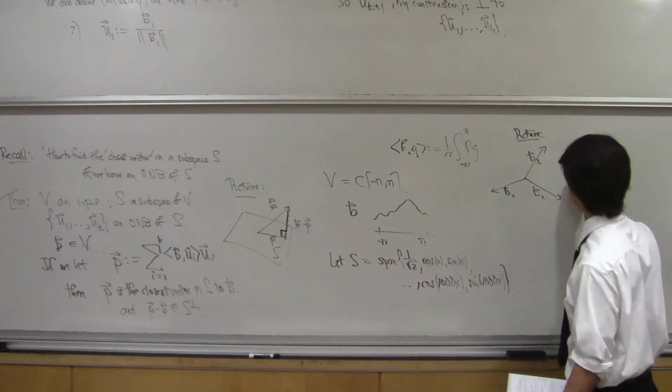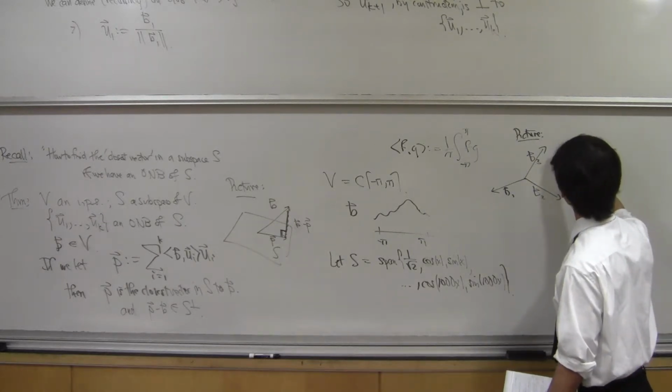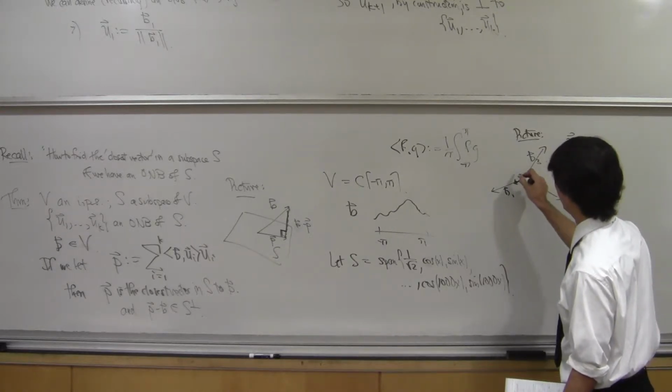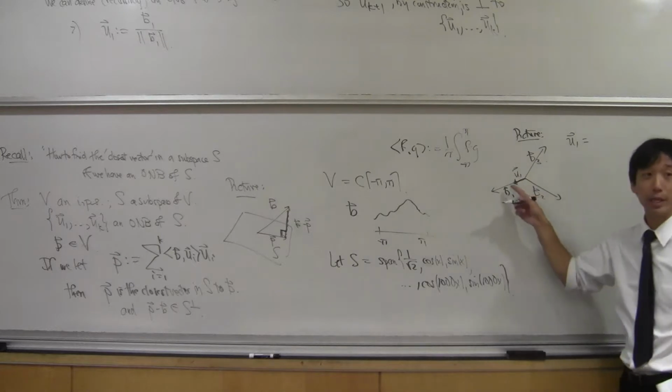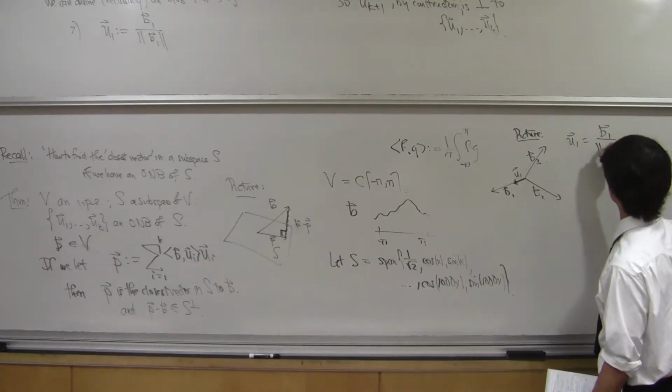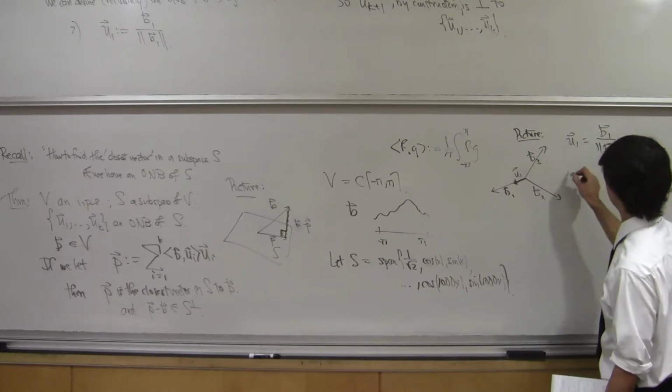So you say, okay, I'm going to take my B1 and just shrink it down so it's norm 1. I'll call that U1. U1 is going to be B1 over its norm.